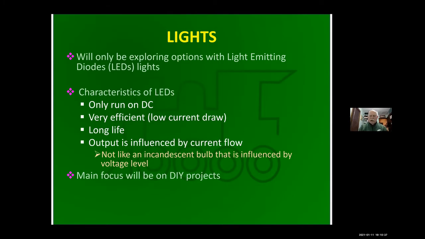And the output is influenced by current flow. Now, this is an important point. To make them brighter or less bright, you have to change the amount of current flowing through the LED. Unlike an incandescent bulb, where you can have a dimmer, and in this case you influence the voltage level. As you move the voltage up and down, the bulbs get brighter or less bright. But with LEDs, it's the current flow that's important.